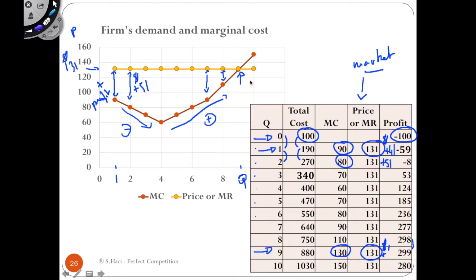If, however, you keep going and you produce one more unit, so if you do the 10th one, this one will cost you $150 to produce, and you will be able to sell it for $131. Which means you will lose money on that one unit. You will lose $19 if you produce and sell this 10th unit, and your profit will go down from $299 to $280. So you're going to lose some profit, which is not something any business wants to do.